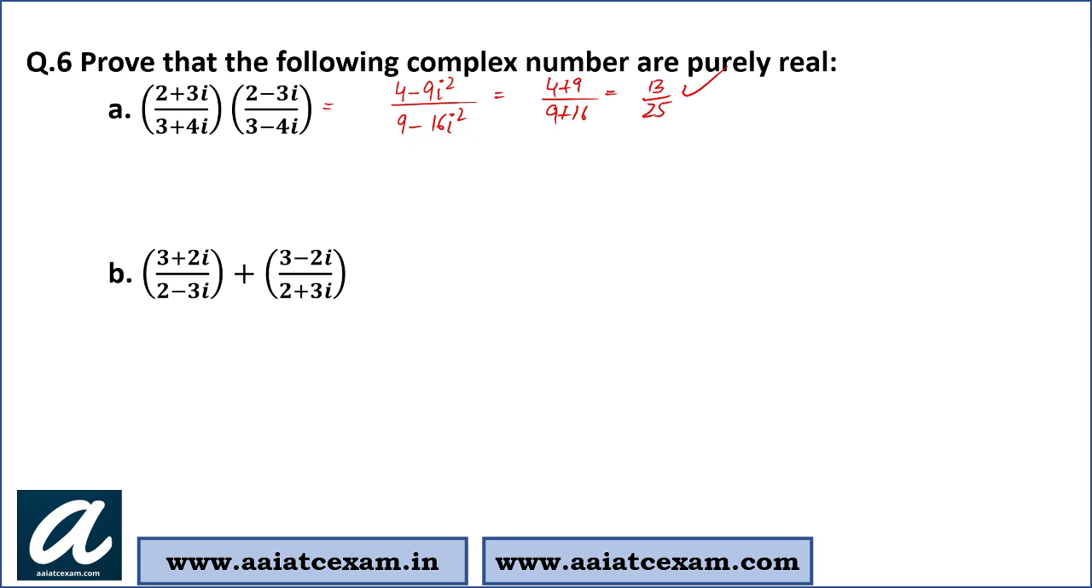The next question is like this. Just multiply it. Take the LCM. So 2 plus 3 iota is multiplied with 3 plus 2 iota.